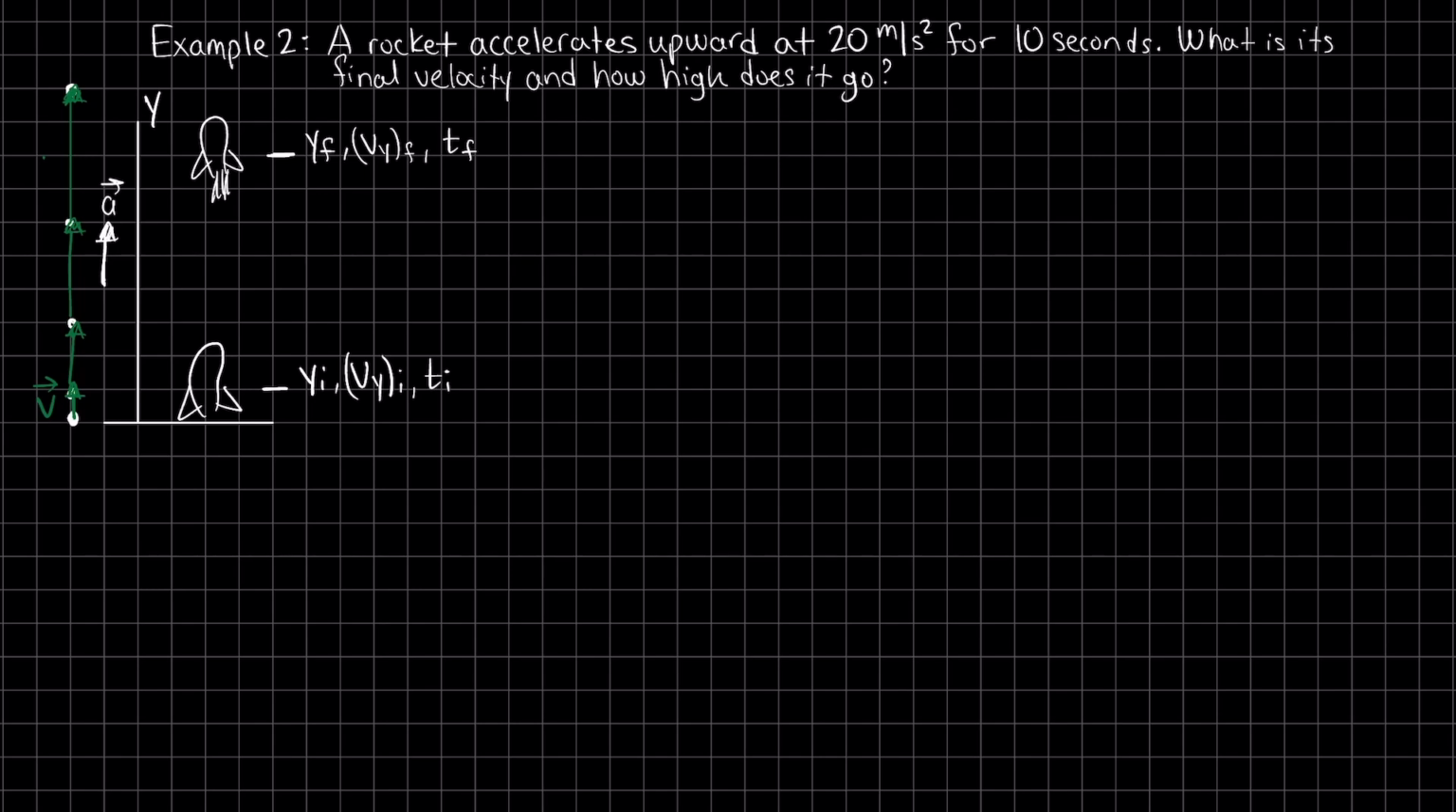Let's identify the knowns and unknowns. So it says a rocket accelerates upward at 20 meters per second squared. So I know my AY is going to be 20 meters per second squared. And I'm writing AY because that's my vertical acceleration.